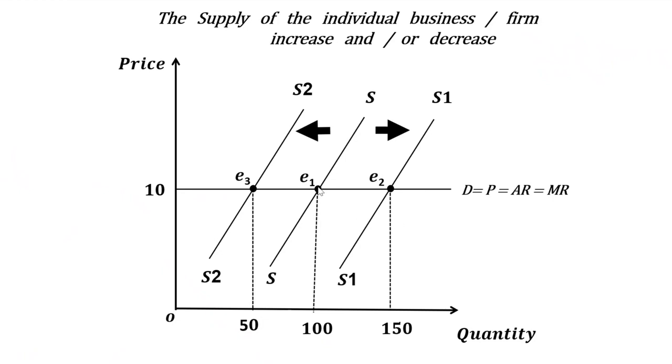When the producer decreases its supply, the supply curve will shift to the left. A new supply curve will be formed, S2, a new equilibrium, E3. And what happens there? When the individual producer decreases supply, the amount of units on the market will decrease from 100 to 150, but the market price will remain the same.